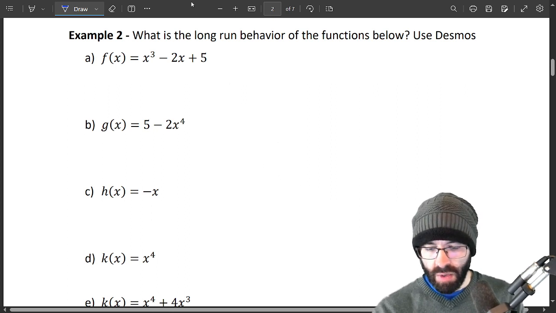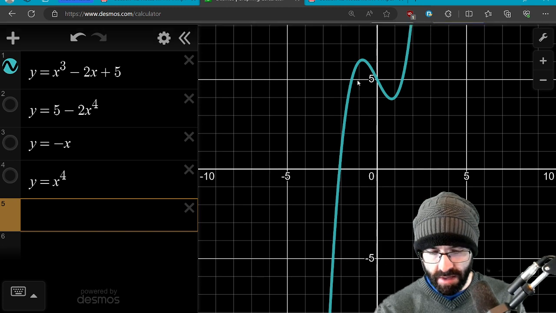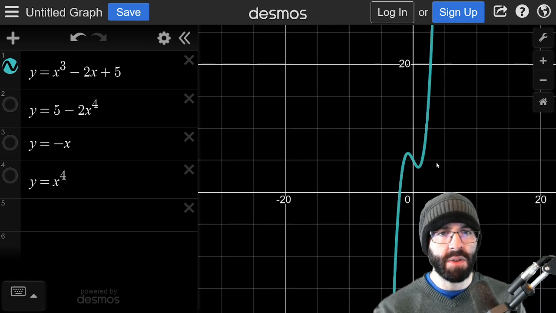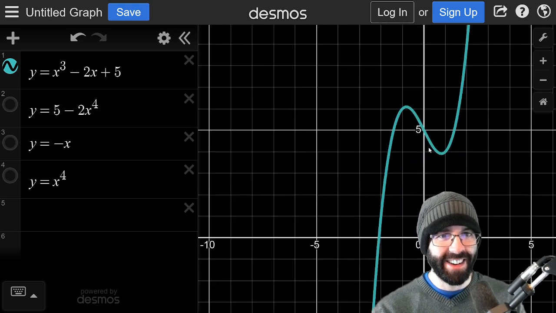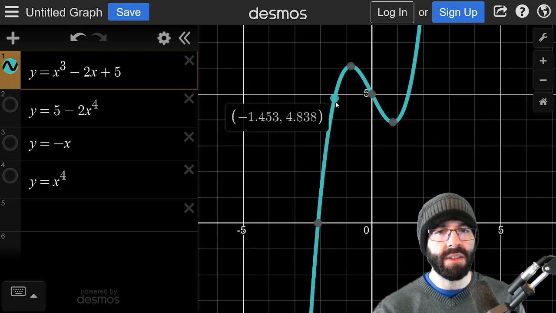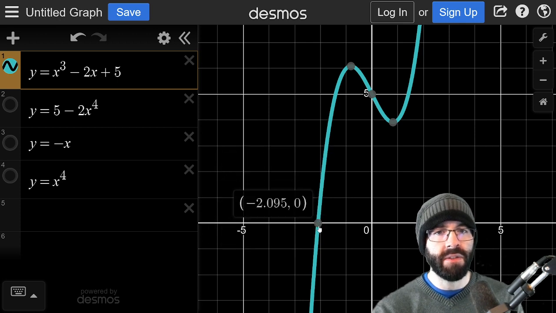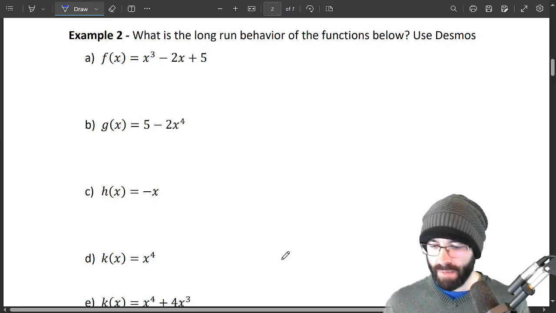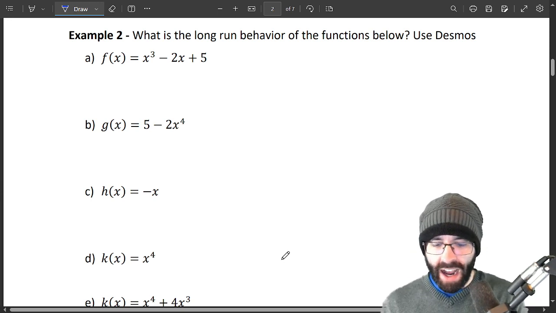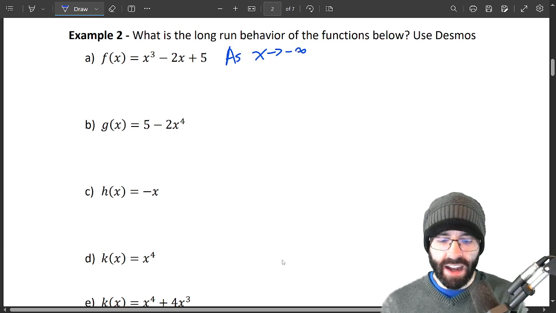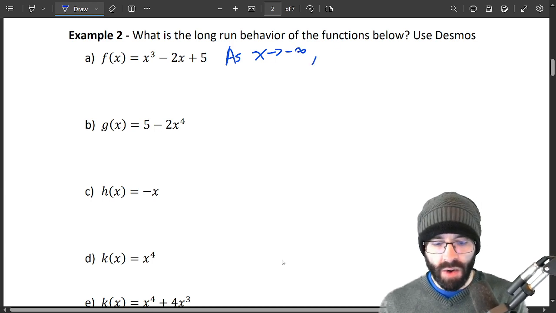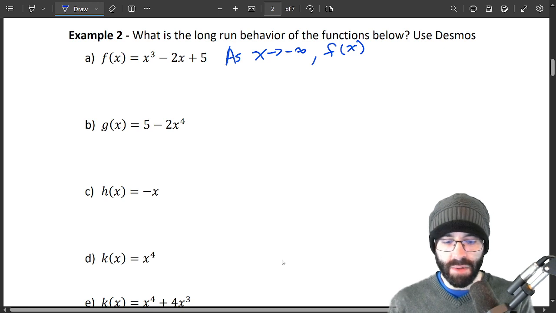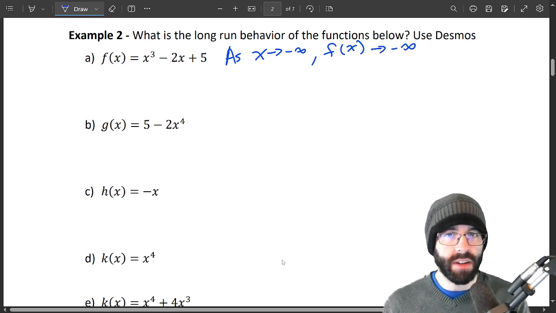Okay, so this first one, we've got this one graphed over here. What happens to this function as we go all the way to the left and as we go all the way to the right? Well, let's zoom out and make sure, yep, that's the whole function. As we go to the left, the function value is going down and down and down. So that's how we write it. As x goes to negative infinity, what does the function do? The function's going down as far as it possibly can, all the way down to negative infinity.